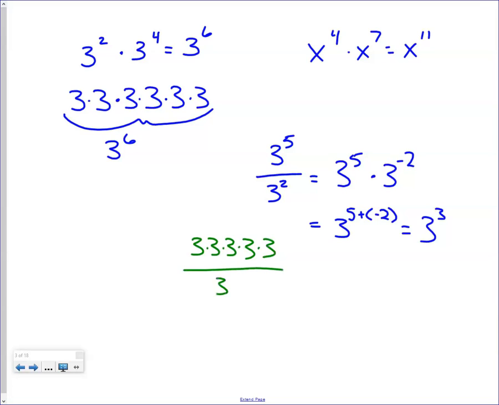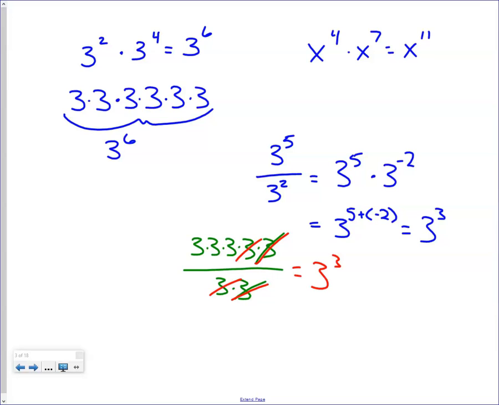Over 3 squared. What would we do, right? It's all multiplication, so it's just, use a different color. It's just canceling out, right? So I am subtracting the 2 from the denominator from the numerator, and I'm left with 3 3s. That is 3 cubed, right? So that's what's happening with this.